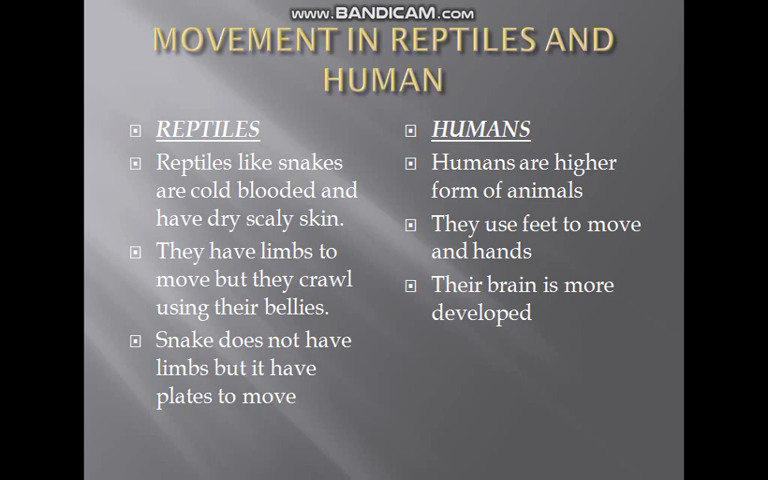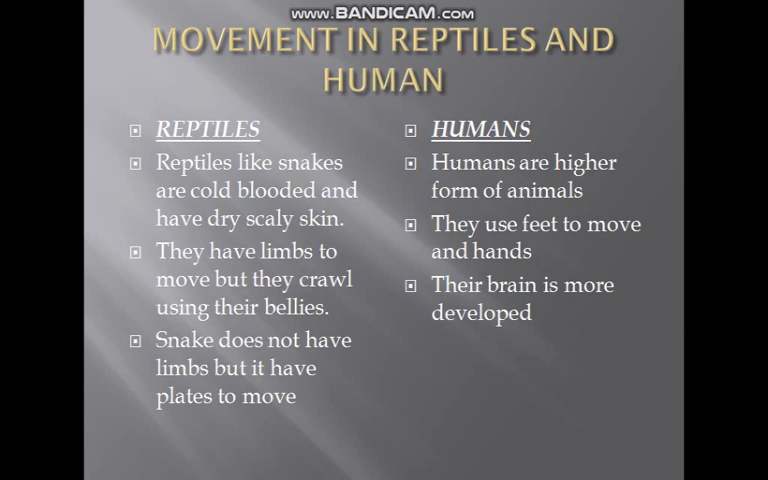Now let's move on to the movement in reptiles and humans. Reptiles, for example, are snake, lizard, crocodile and turtle. Reptiles like snakes are cold-blooded and have dry scaly skin. They also have limbs to move, but they crawl using their bellies on land, which helps them to lay eggs. The snake does not have limbs but it has plates which help it to move.